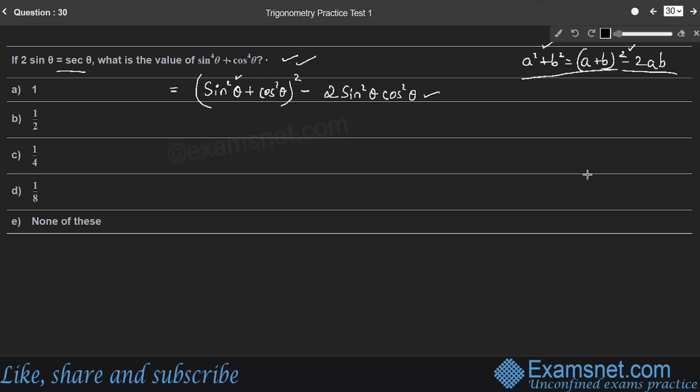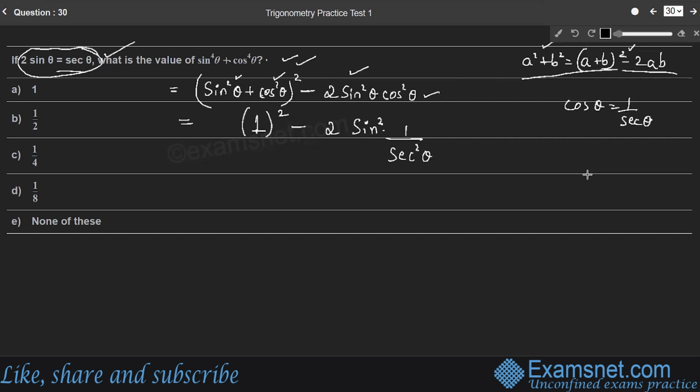Here a square is sine square theta, plus cos square theta is b square, right? So its whole square minus this second term. Since sine square theta plus cos square theta is 1, you can write the first term as 1 and its square. So 1 square minus 2 times sine square theta into cos square theta, which can be written as 1 by secant square theta because cos theta is inverse of secant. Why are we converting cos square in terms of secant square? Because secant theta value is already given here, right?